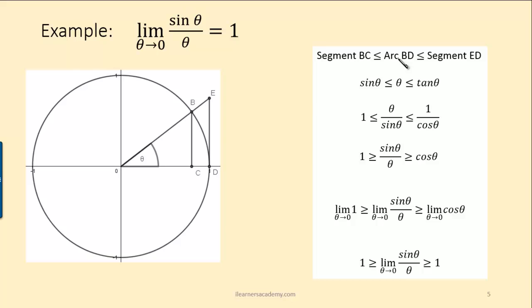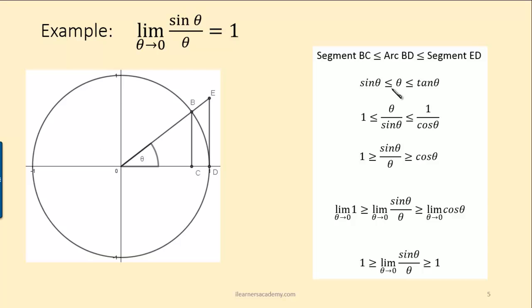The arc BD is the angle itself. And the segment ED is the tangent of the angle. So let's see that this is the tangent of the angle. The tangent of the angle is the opposite over the adjacent. The opposite is ED, and the adjacent is the radius of the circle, which is 1. Remember, we are using the unit circle.